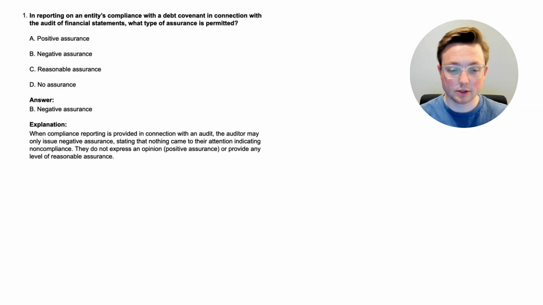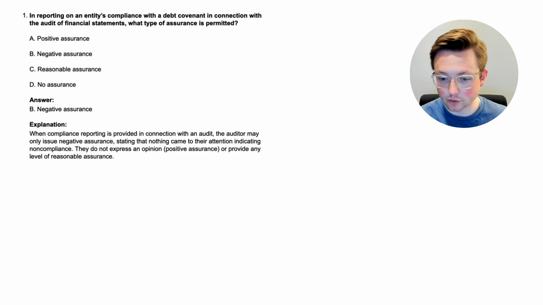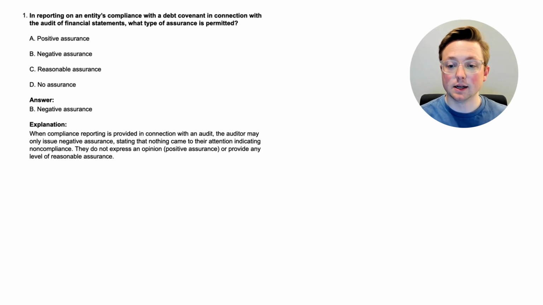B, negative assurance. So this is the kind of assurance that you have when you're checking for compliance for a debt covenant connected to financial statements. When compliance reporting is provided in connection with an audit, the auditor may only issue negative assurance, stating that nothing came to their attention indicating non-compliance. They do not express an opinion, which would be positive assurance, or provide any level of reasonable assurance. It's just negative assurance, stating that nothing came to their attention. That's all that you do when you're checking for compliance with debt covenants or rules or things like that. Now with that, let's go to the next question.